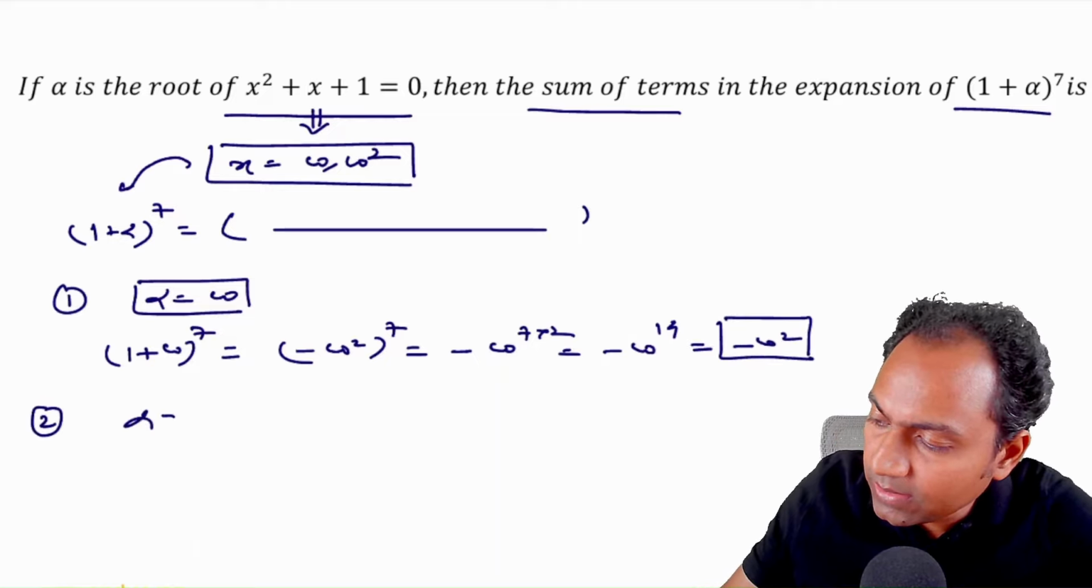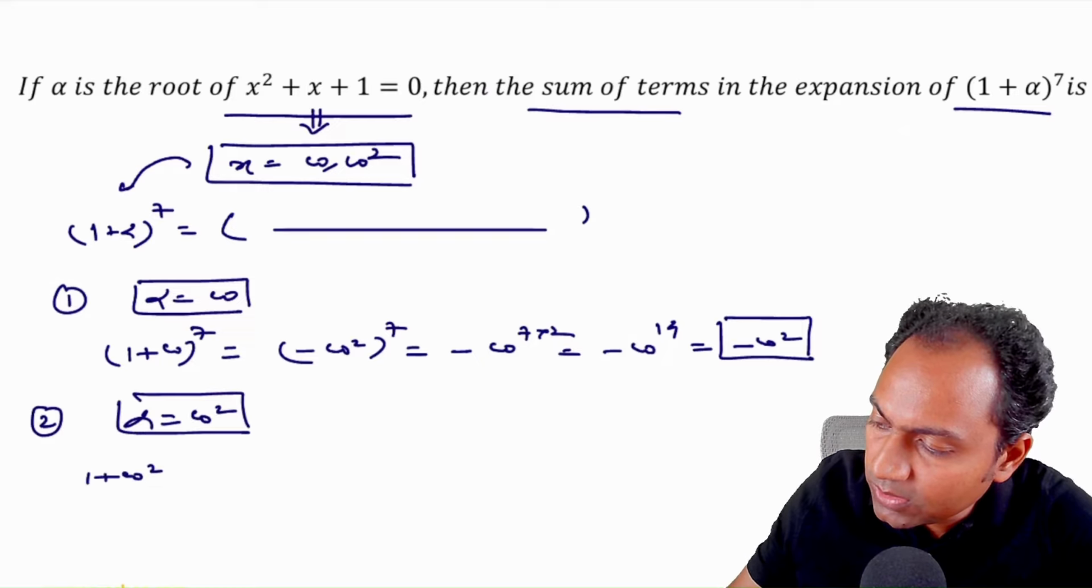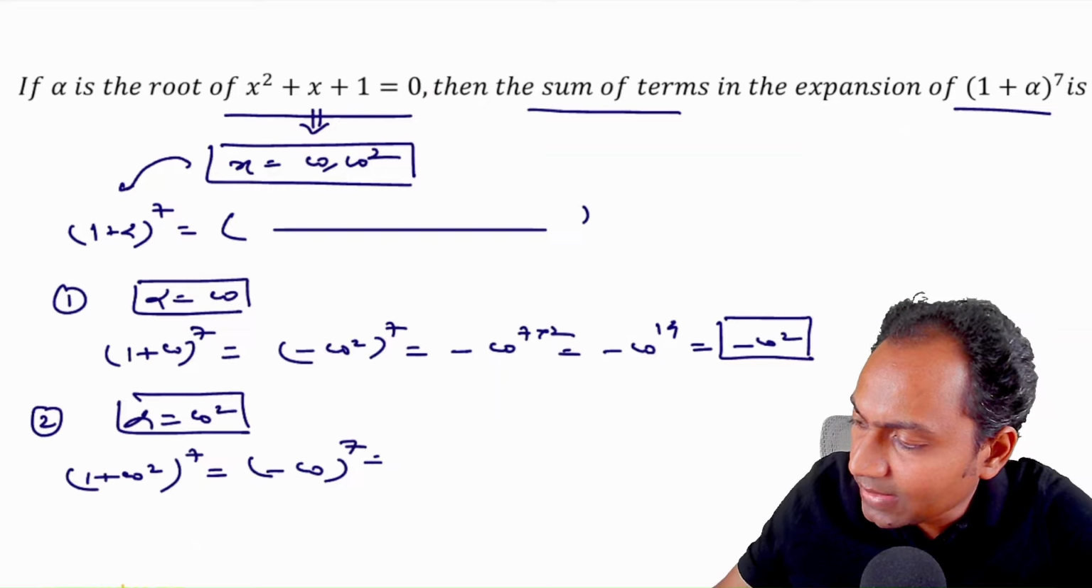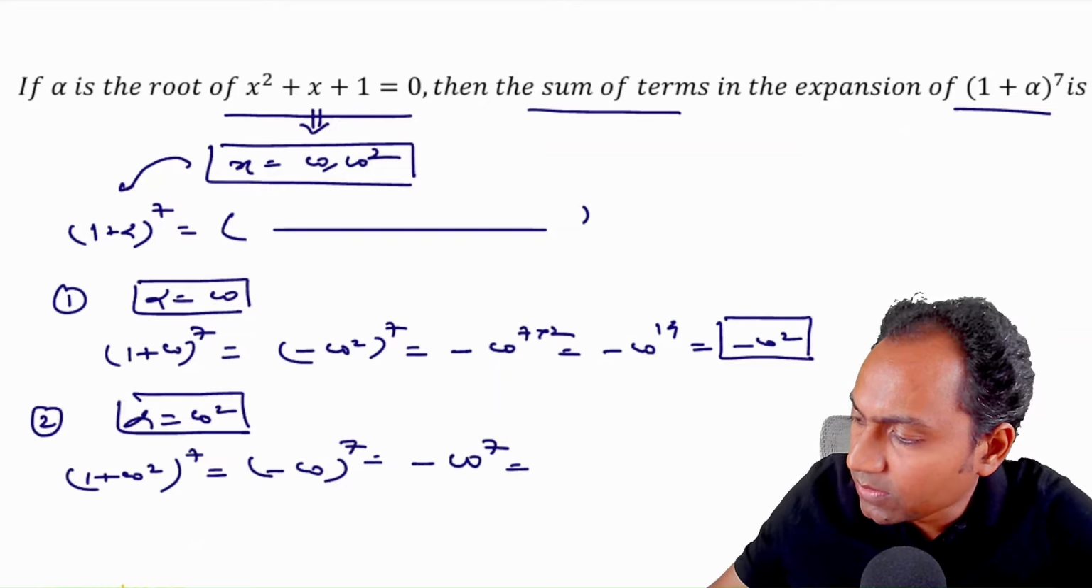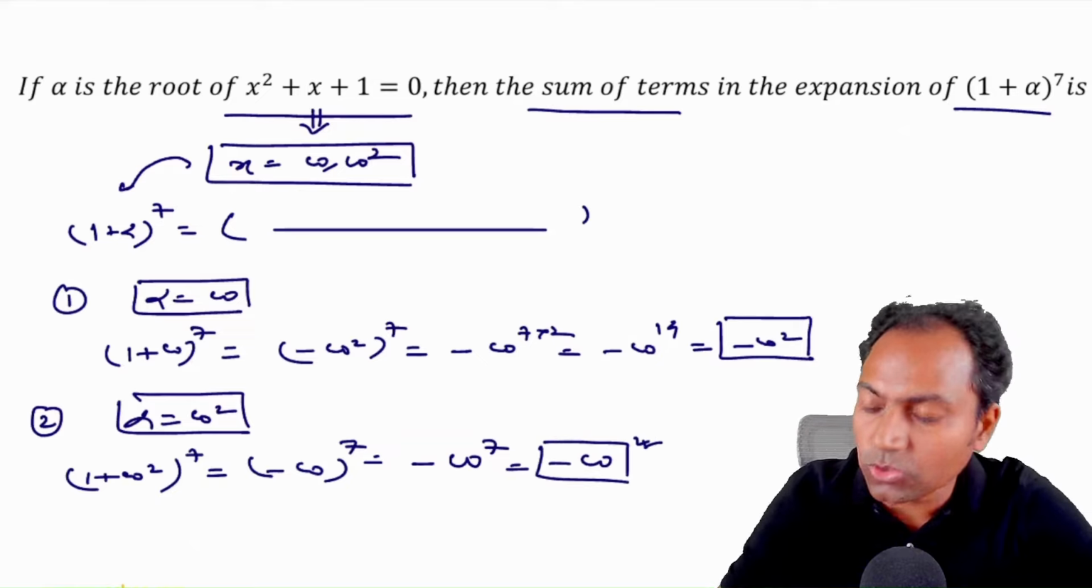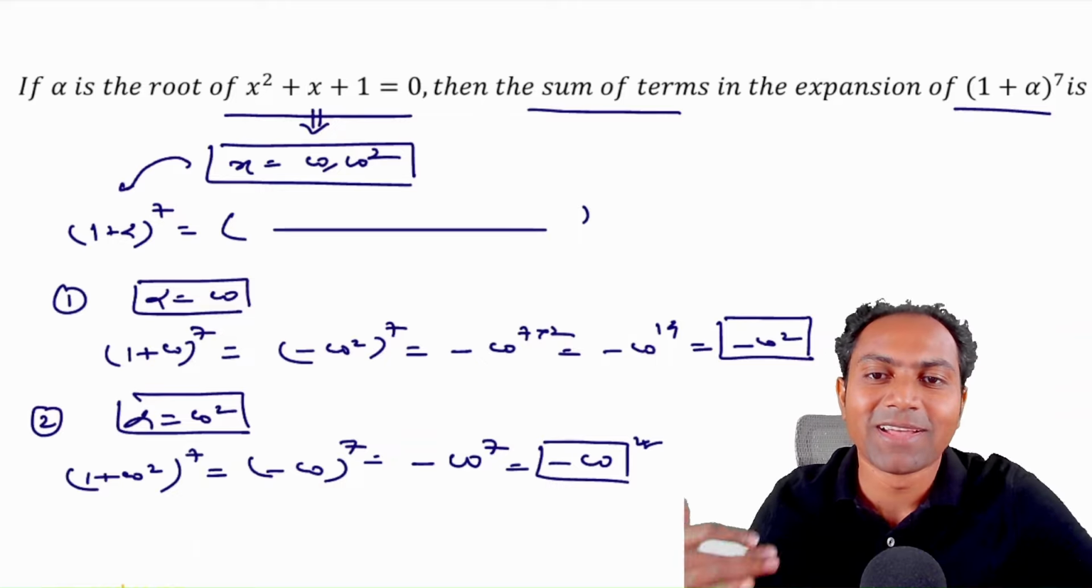Another answer can come when we put alpha as nothing but omega square. And if I put this, then 1 plus omega square raised to the power 7 will come. That comes out to be minus omega raised to the power 7. And that is nothing but again minus omega raised to the power 7. And omega raised to the power 7 is nothing but omega. So now, based on the options, you will have to choose what exact answer will come in this question.